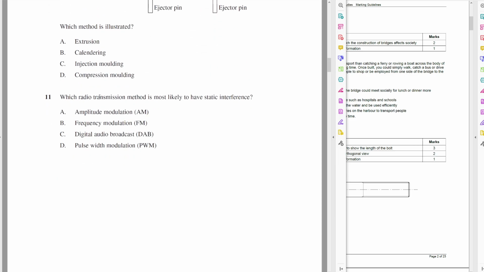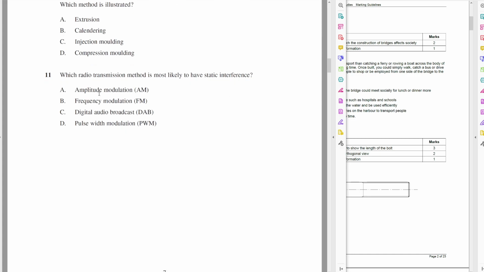Okay. Which radio transmission is least likely to have static interference? Least. AM is the one that's most likely. Oh, good. That is the answer. Okay, most likely to have static interference. It's a good question if we're talking about something else.